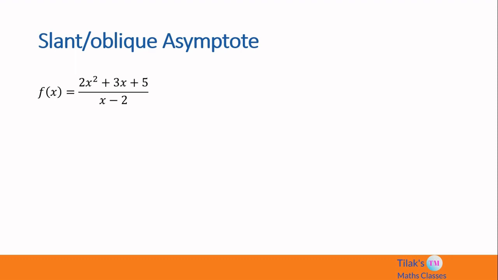Now, whenever a rational function is given to us and if we have to determine whether its curve has an oblique asymptote, we can simply use long division. That is, when we divide 2x square plus 3x plus 5 by x minus 2, let us see what we will get. 2x, then 2x square minus 4x. Then we subtract, we get 7x plus 5, then plus 7. So, that gives us 7x minus 14.